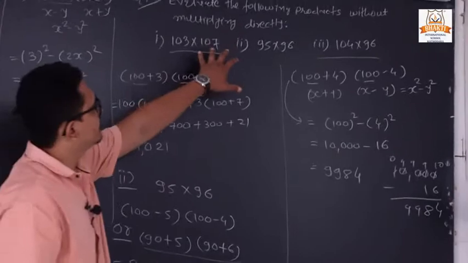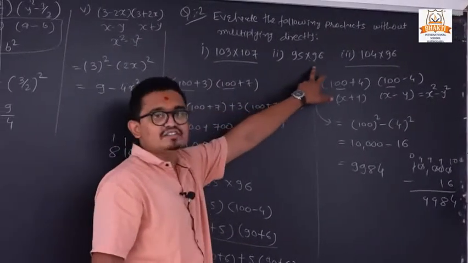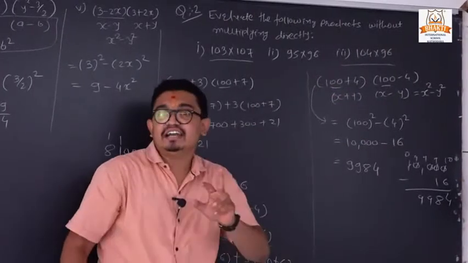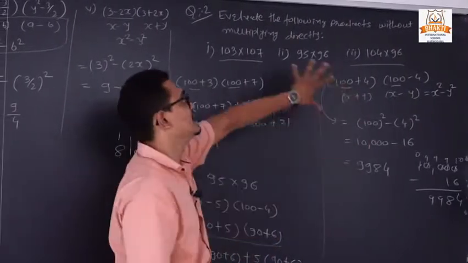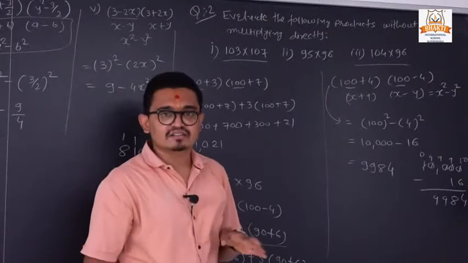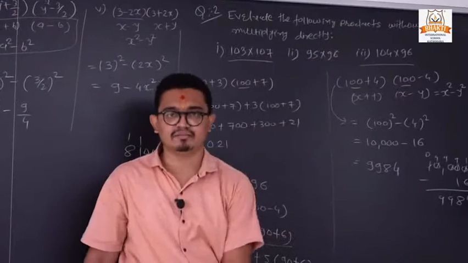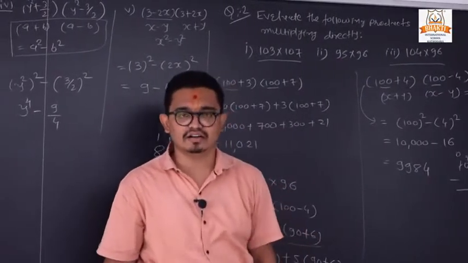So it means that in this sum, if you are not using direct multiplication, we can implement our identity. So the identity is also useful to find the multiplication. Clear? We can implement that identity in real situation examples. So it is useful for us.